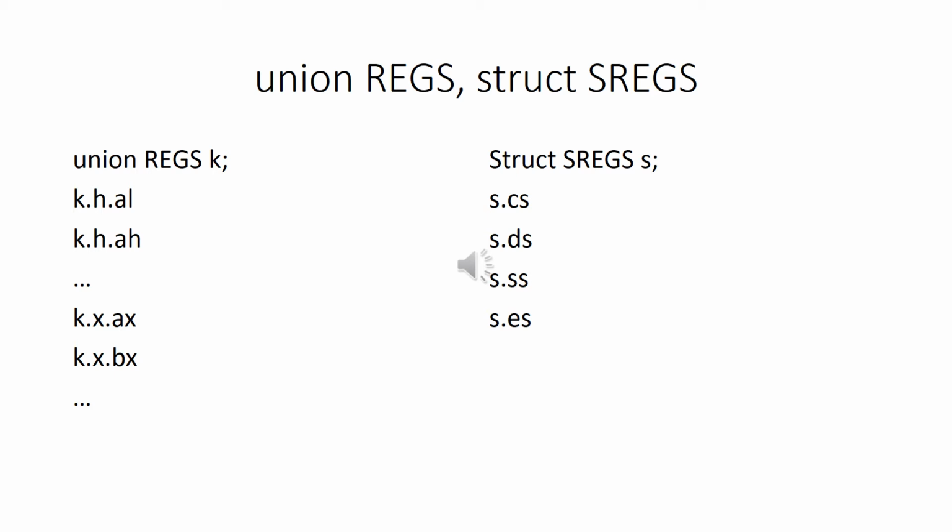There is a structure called SREGS. Again, note that SREGS is all capital letters. It is used to access the segment registers. So there are 4 segment registers in 8086. It is declared in this way: struct SREGS S, where S is a variable of the type structure. So S.CS, S.DS, S.SS and S.ES.